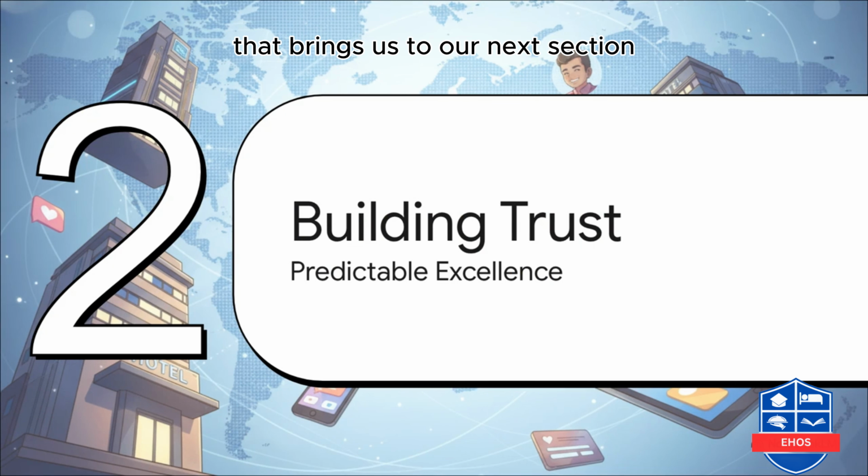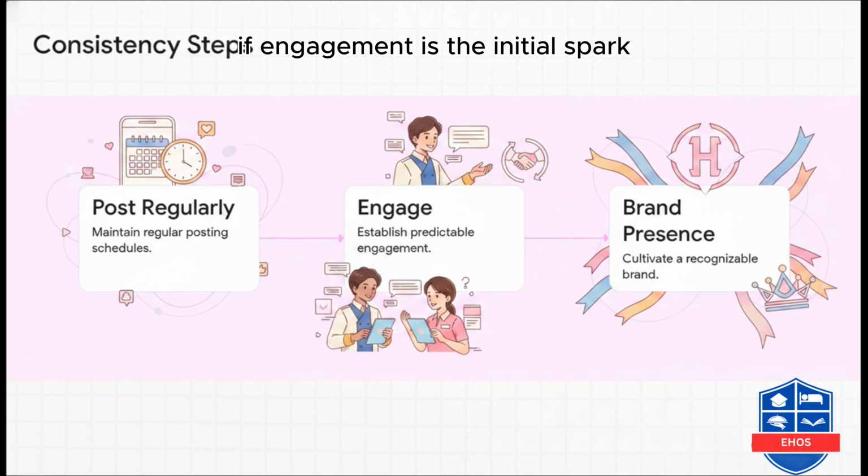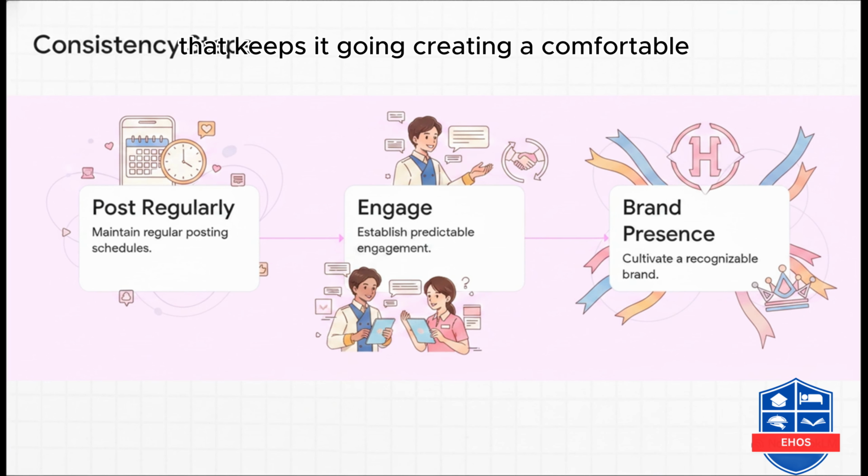That brings us to our next section, building trust through consistency and aiming for predictable excellence. If engagement is the initial spark, then consistency is the steady flame that keeps it going.